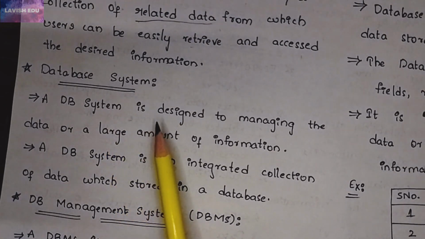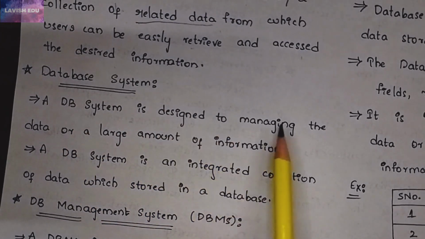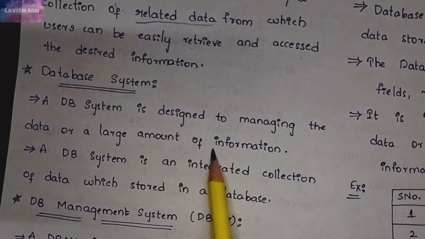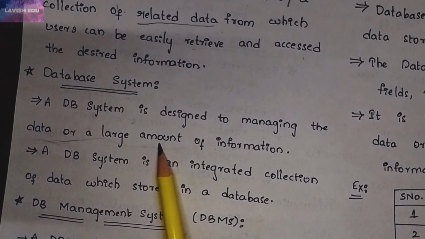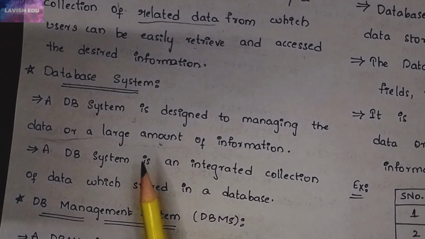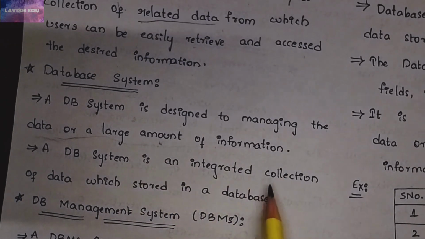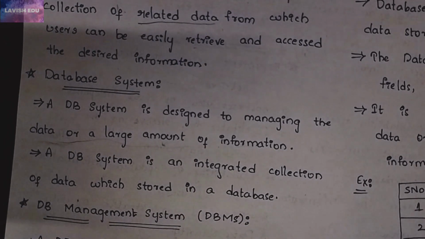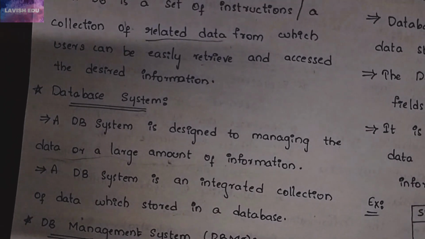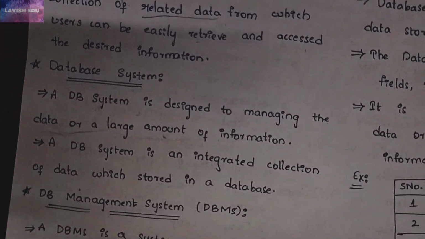First we discuss the database system. A database system is designed to manage data or a large amount of information. The main purpose here is to manage large chunks of data, and for that we use database systems. A database system is an integrated collection of data which is stored in the database. Why would this help us? It helps us in retrieving the data, storing the data, and performing any operations on the data as well.